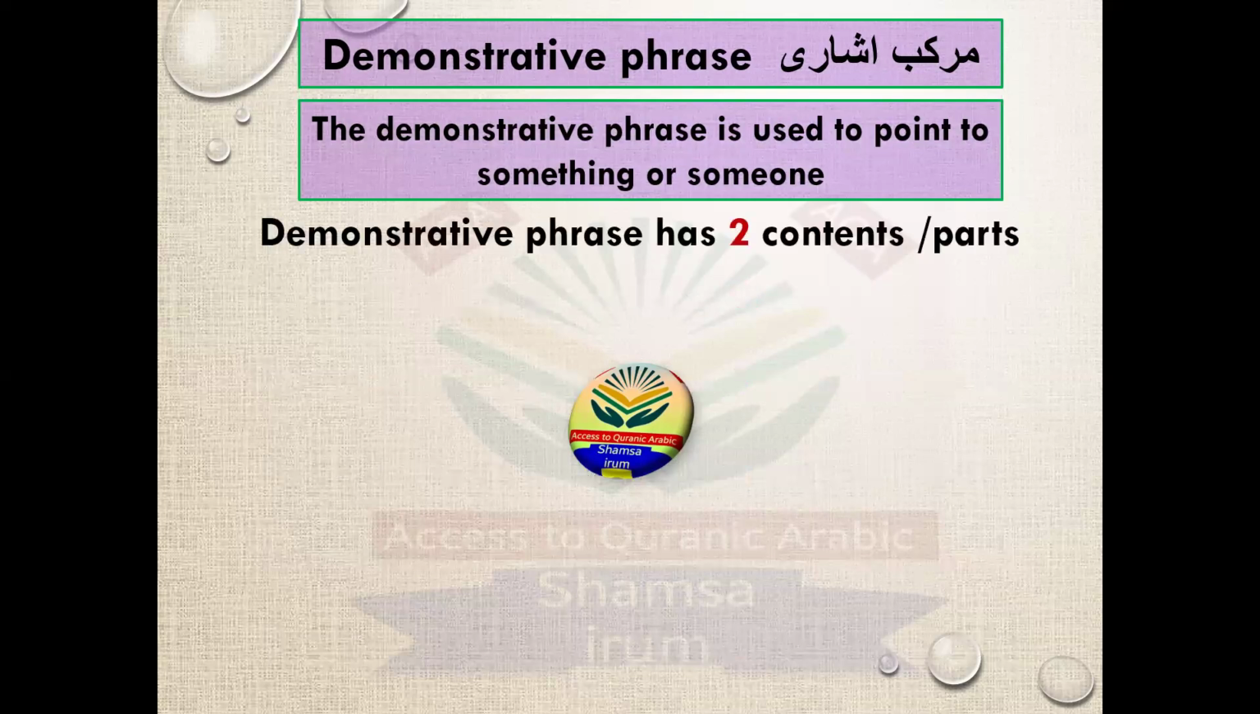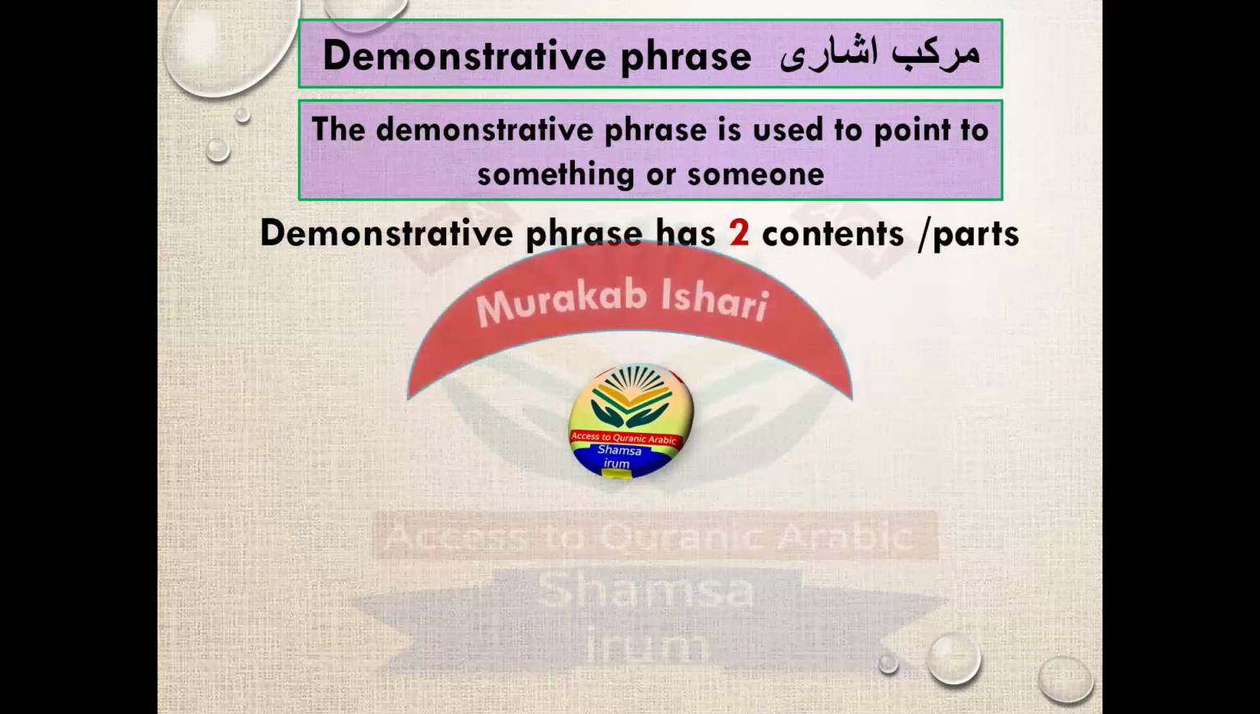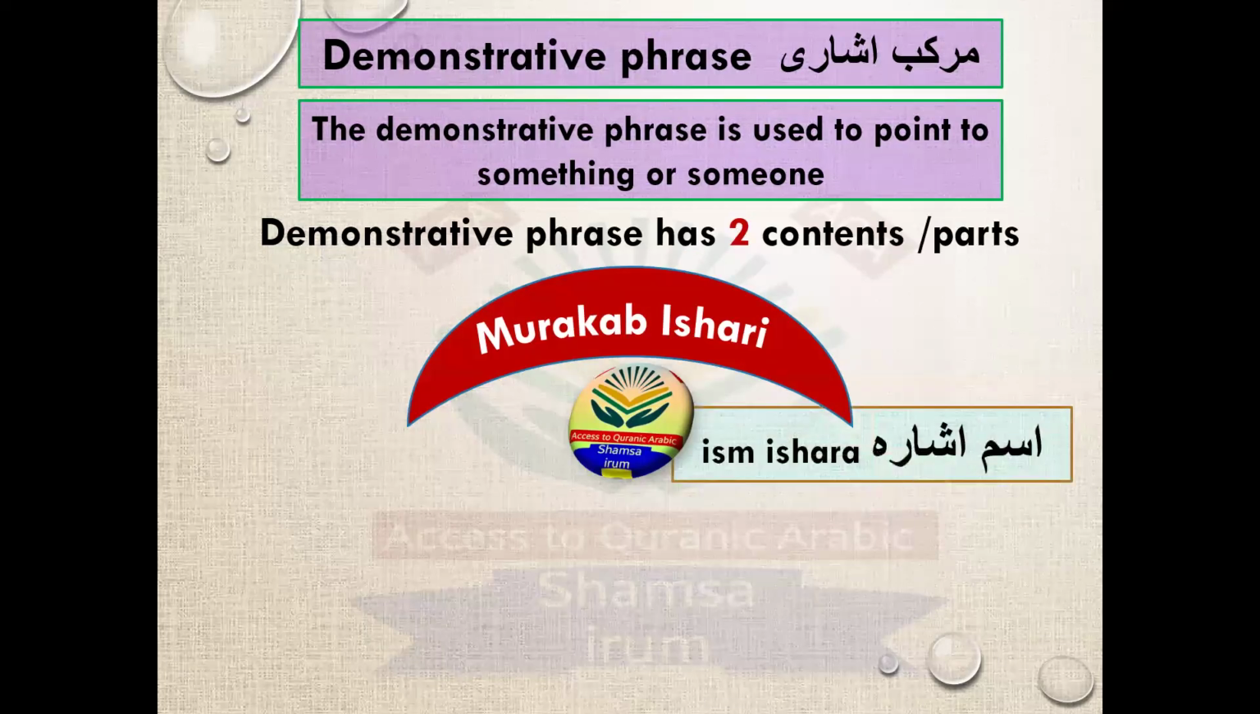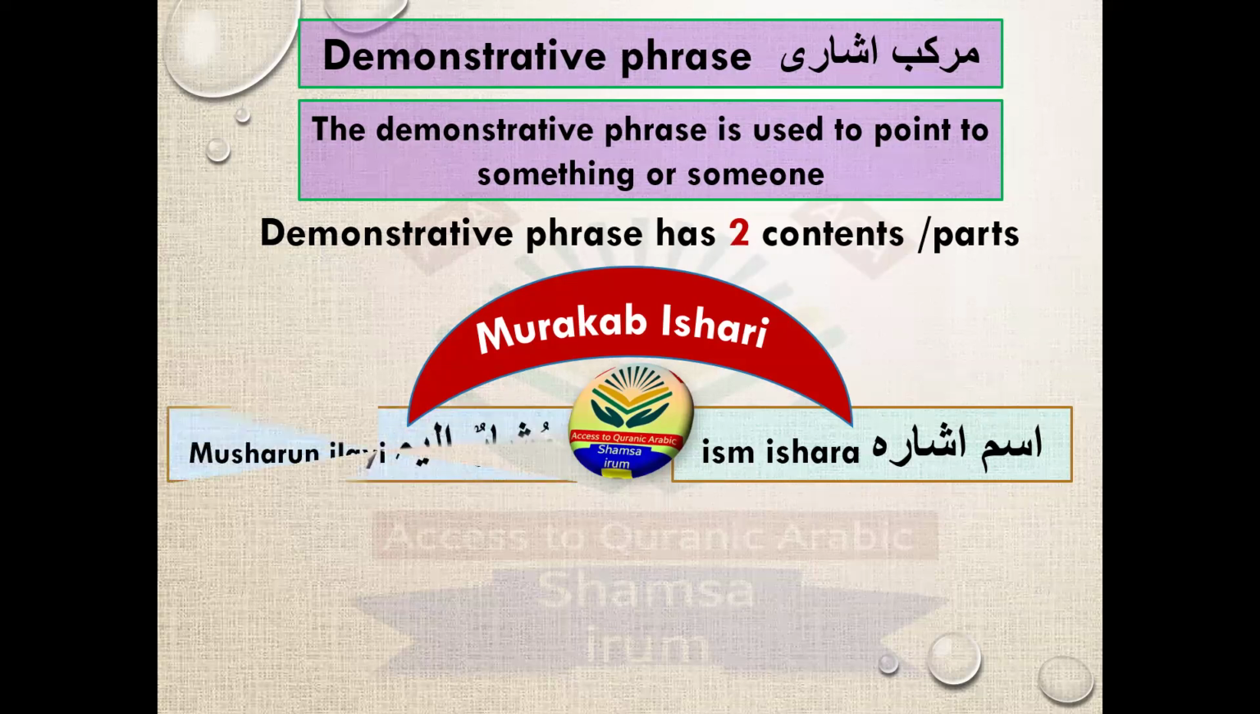The demonstrative phrase has two parts, the same as Murakab Tawsifi has two parts as well. So Murakab Ishari also has two parts. The first part is Ismu Ishara, the demonstrative pronoun. You already know about all these pronouns because I covered them in previous lectures, but I will go through them all again, inshallah. And the next part is the musharun ilayh of this murakkab.